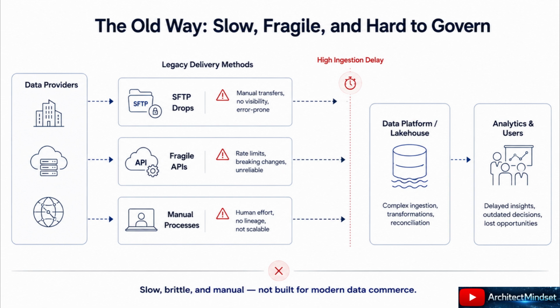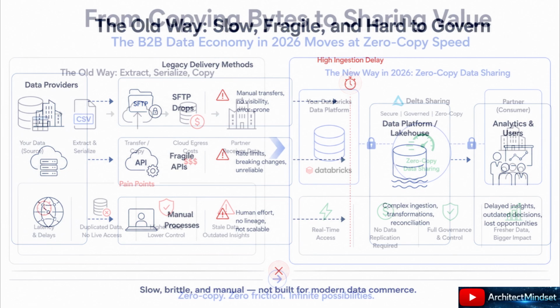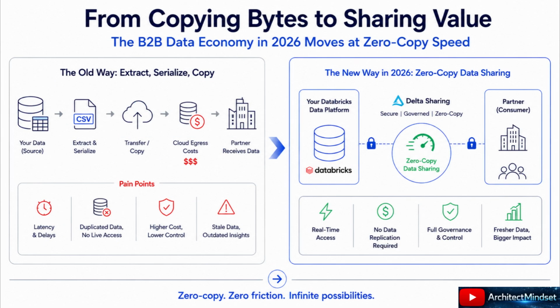Historically, commercializing your data products or bringing in external third party insights meant dealing with messy SFTP drops, fragile API endpoints, and a massive ingestion delay before the data could deliver any business value. If a partner needed your data, you had to extract it, serialize it, and pay a premium in cloud egress just to copy the bytes.